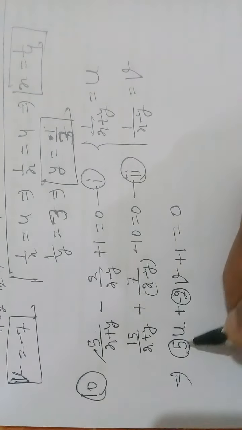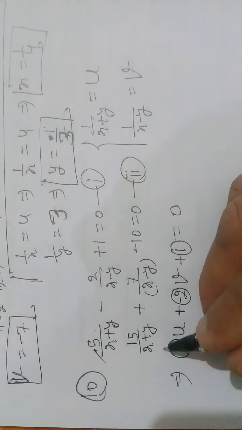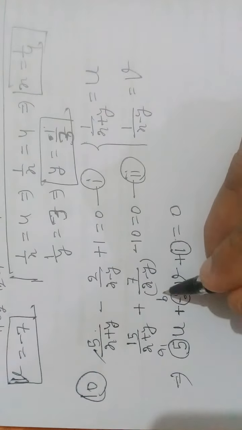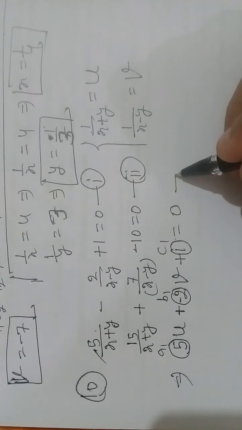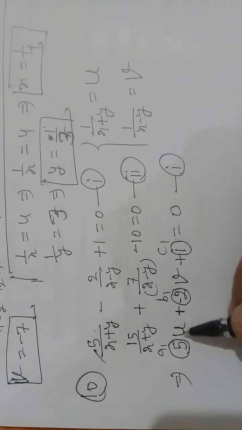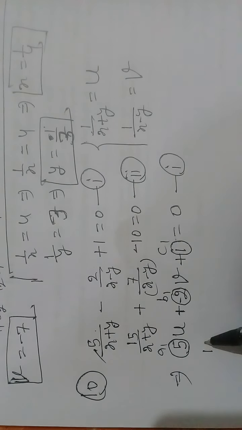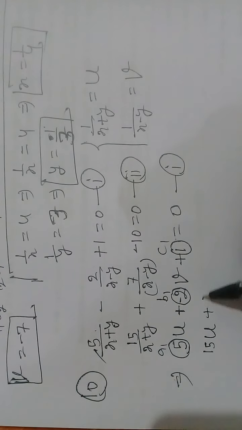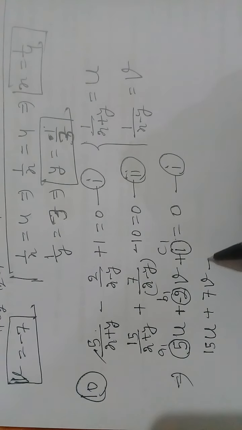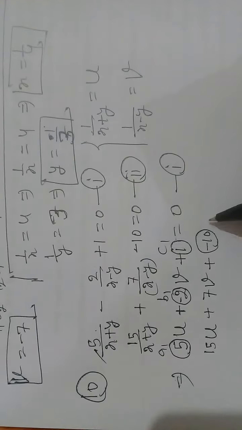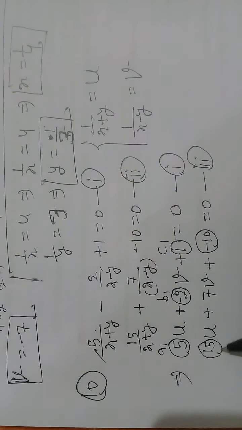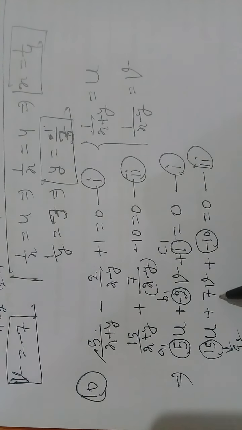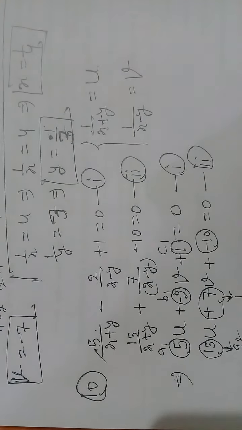Its value of A1, its value of C1: A1, B1, C1, equation 1. And equation 2 we can write as 15u plus 7v minus 10 is equal to 0, equation 2. This is the value of A2, this is the value of B2, and this is the value of C2.